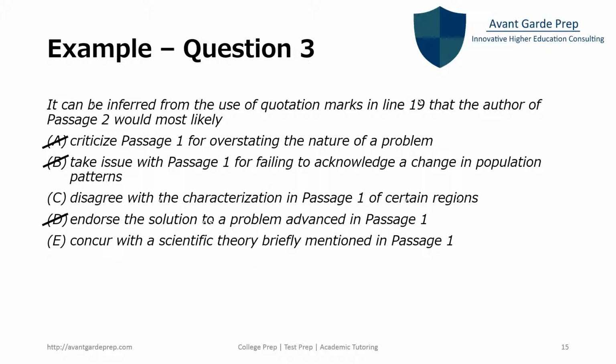E says, concur with a scientific theory briefly mentioned in passage 1. Well, passage 2 does not agree with anything from passage 1, so we would eliminate E. Concur means to agree, and that is not at all what passage 2 is doing. So that leaves us with C as our best answer. And that's true. They are using the quotation marks to express his or her disagreement with the characterization of land found in passage 1.